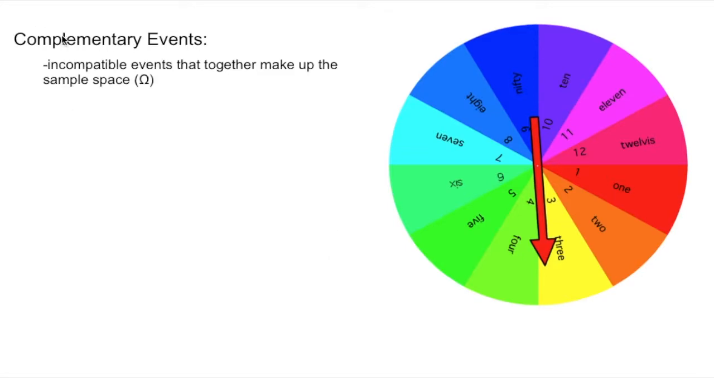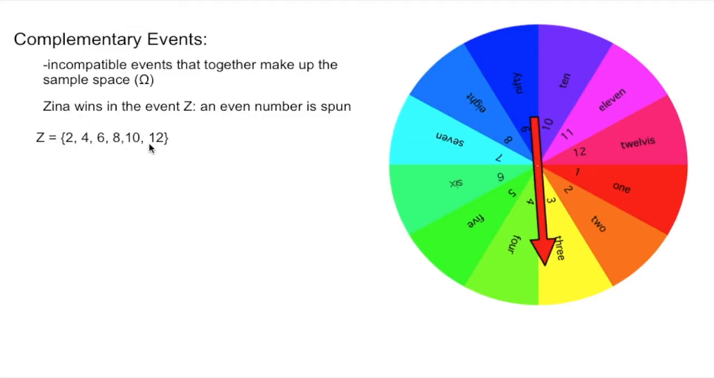Complementary events are incompatible or mutually exclusive events that together make up the sample space. Let's say Zena wins in the event Z of an even number being spun: 2, 4, 6, 8, 10, 12. Morgan wins if an odd number comes up: 1, 3, 5, 7, 9, 11. Whenever Zena wins, Morgan loses. Whenever Morgan wins, Zena loses.